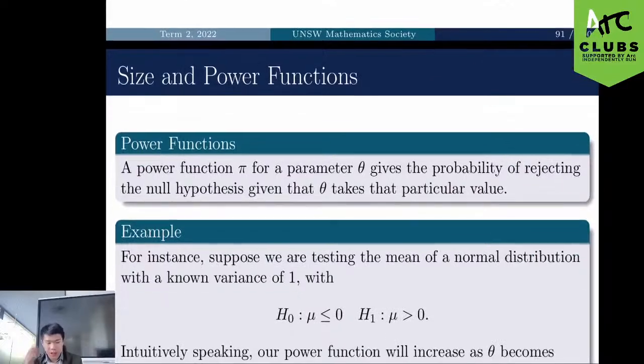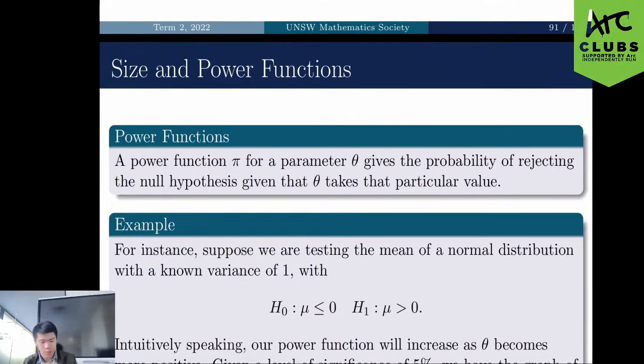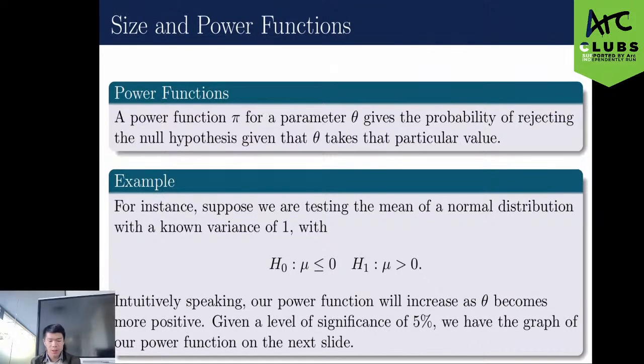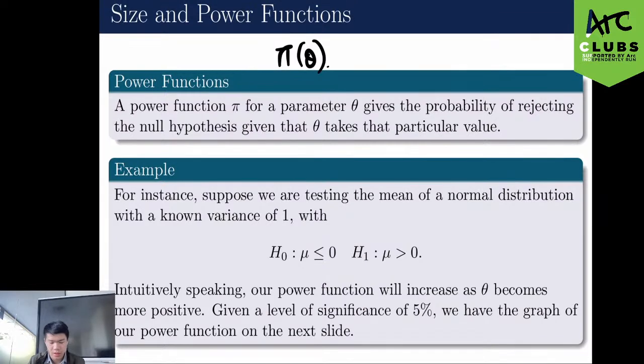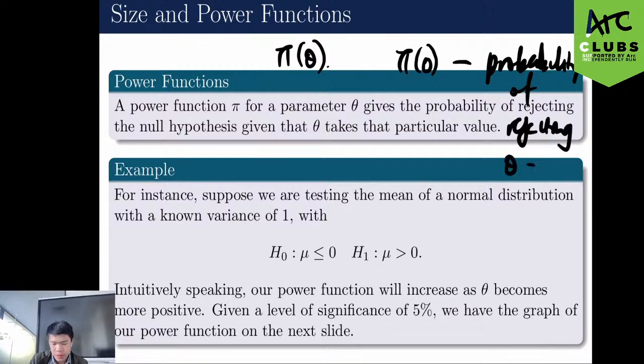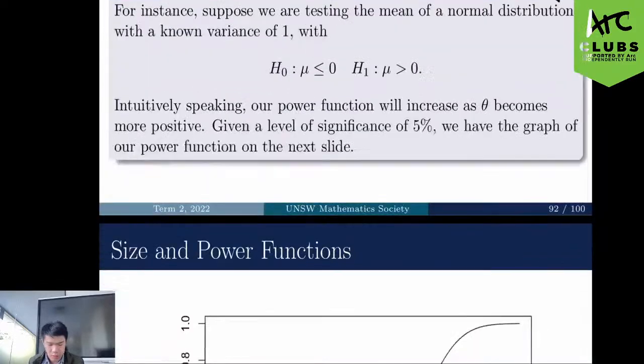All right, so basically we've reached the close of the course, but we'll go through some definitions real quickly. So a power function, which we often write as pi(theta), gives us the probability of rejecting the null hypothesis given that theta takes that particular value. You can easily just calculate it by subbing in the parameter theta. So for example, pi(0) is equal to the probability of rejecting given that theta equals 0, right? And you can just sub in theta equals 0 and find the probabilities there.